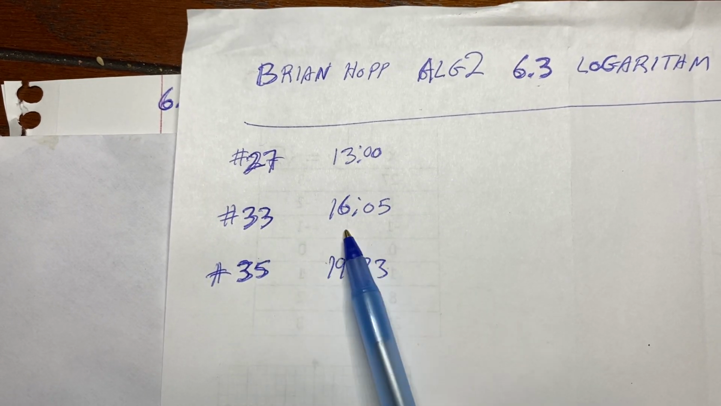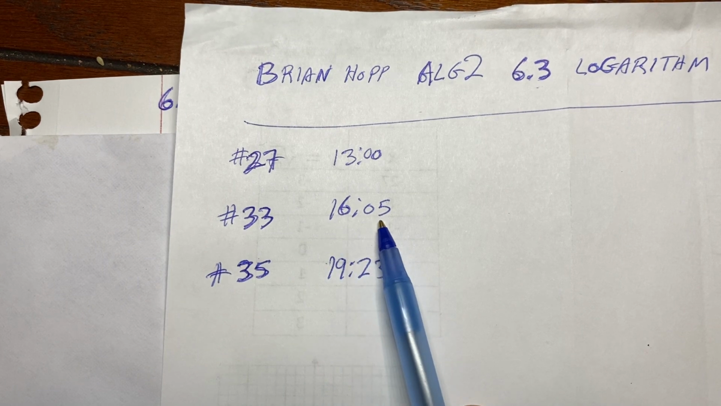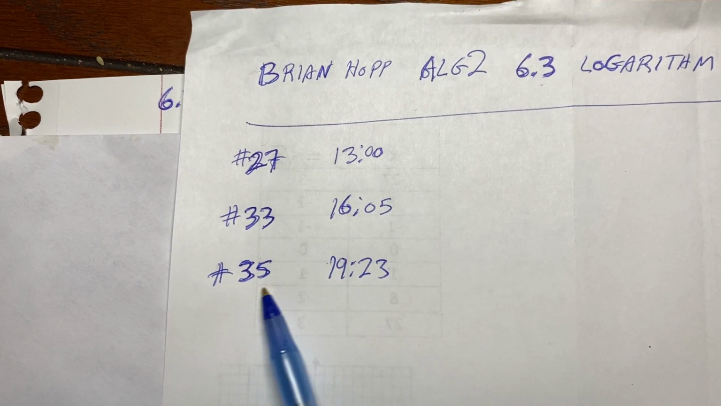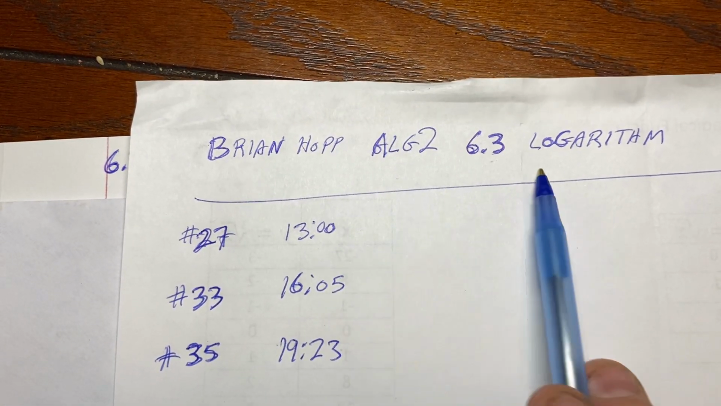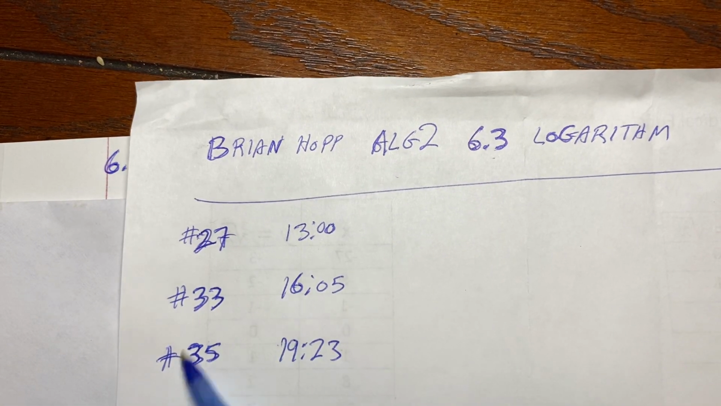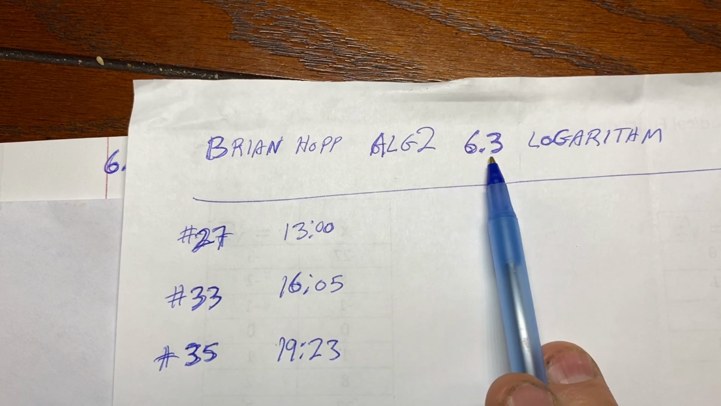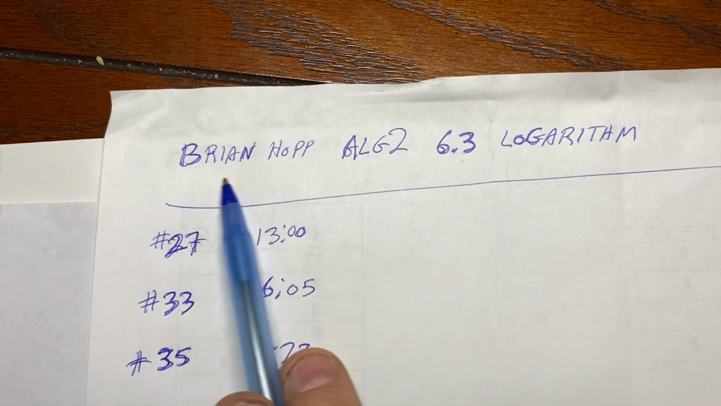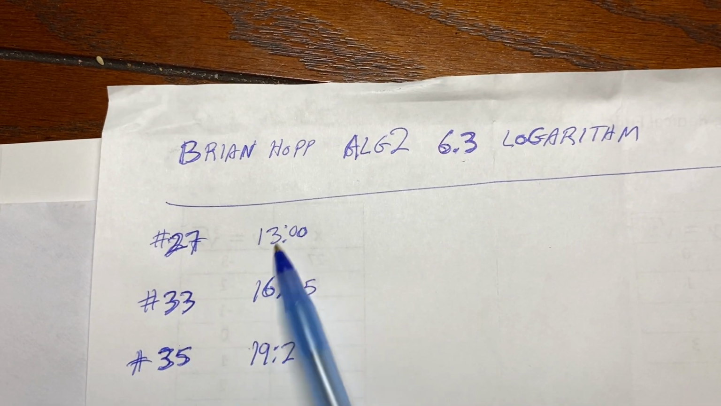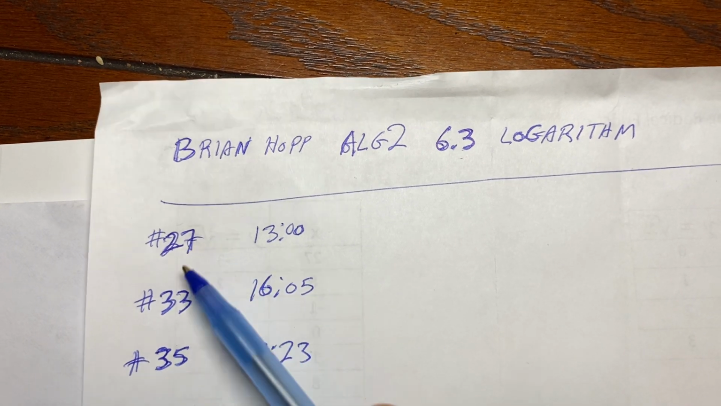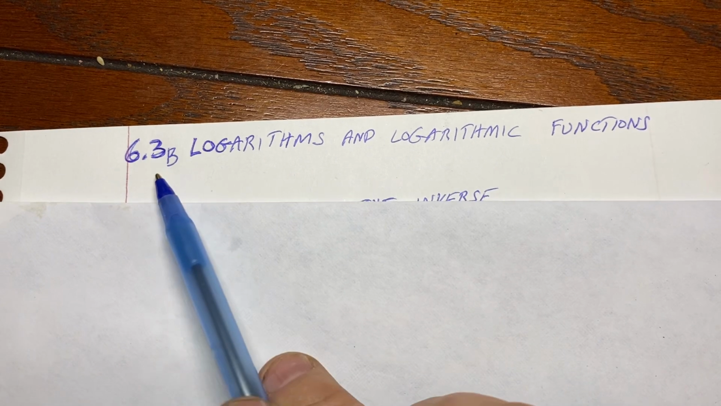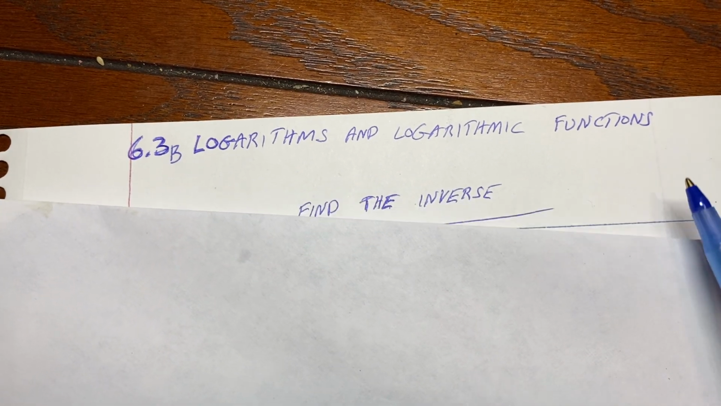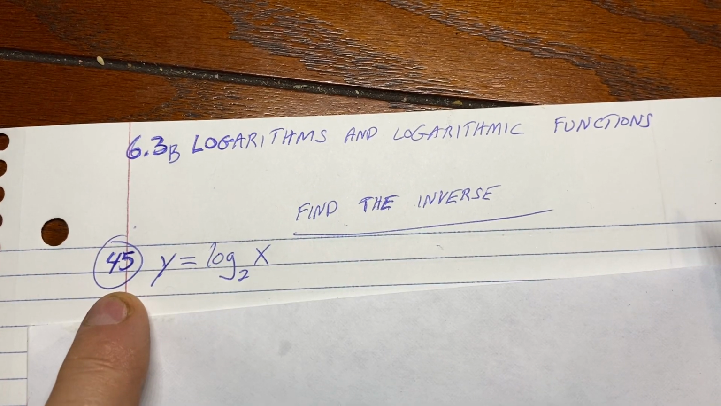Question 33 is at timestamp 16 minutes and 5 seconds. Question 35 is at 19 minutes and 23 seconds of this video. So if you want to find how to do that, go back to 6.3 or type that in YouTube, and you can find out how to do number 27, number 33, and number 35 at those timestamps. Okay, but this is 6.3b, and I'm going to show you how to do starting question 45.